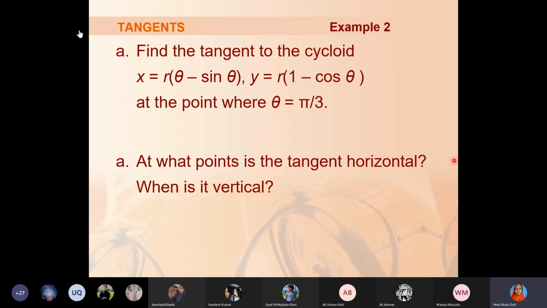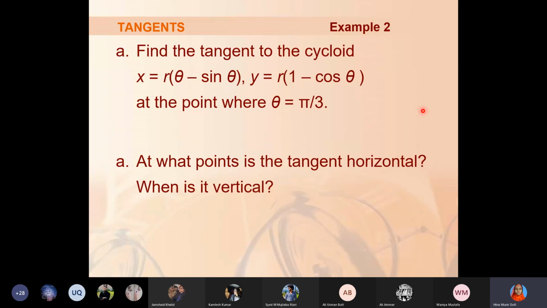If anyone has a question, they can ask, exactly like we did this one. Find the tangent to the cycloid at the point where theta is equal to pi by 3. Now in the place of t you have theta is equal to pi by 3. First of all you need to determine the point by putting theta is equal to pi by 3. Then determine dy by dx.